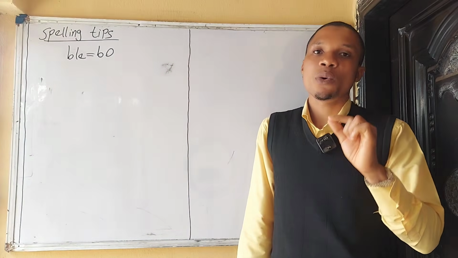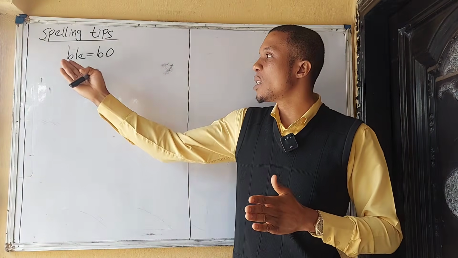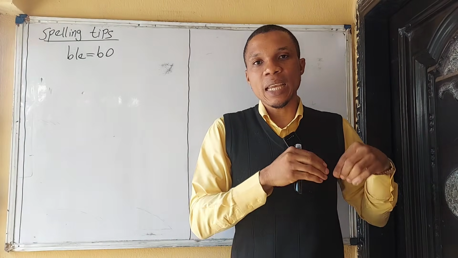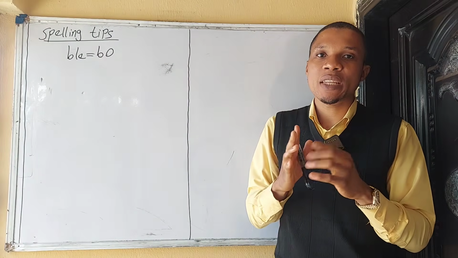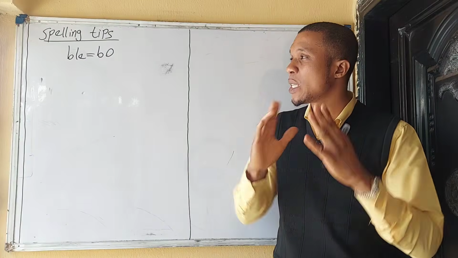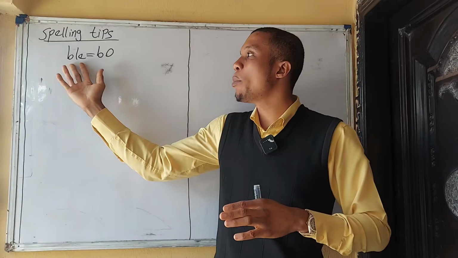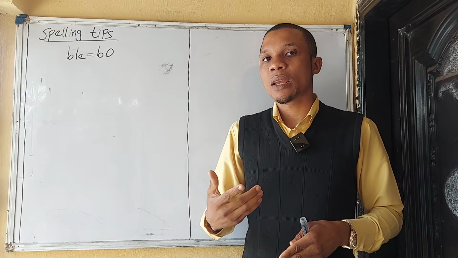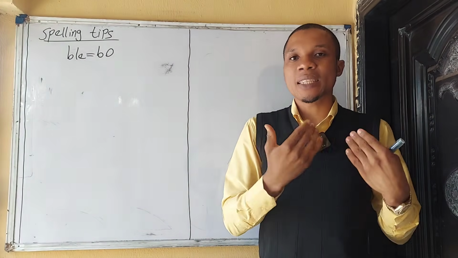The sound is bold, but the right spelling that you are going to be using is BLE. So in a nutshell, when BLE starts a word, it sounds Ble, which is the consonant and vowels blending. But when BLE appears at the end of a word, the sound is what? Bold. So when you have this knowledge of spelling, it becomes very easy for you to spell and to understand. As a beginner, this is one spelling tip you need to know: whenever BLE appears at the beginning of a word, it sounds Ble, and when BLE appears at the end of a word, it sounds bold.